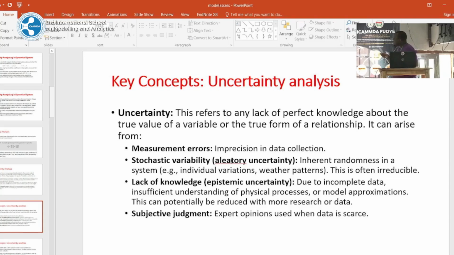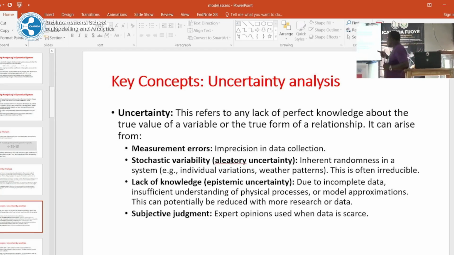So it can arise from measurement errors, imprecision in data collection, or stochastic variability, the inherent randomness in the system. This is often irreducible. Or lack of knowledge due to incomplete data, insufficient understanding of physical processes, or model approximation. This can potentially be reduced with more research or data.